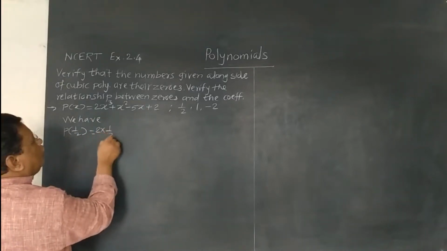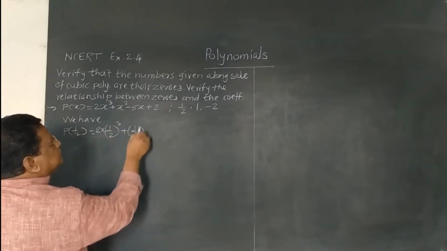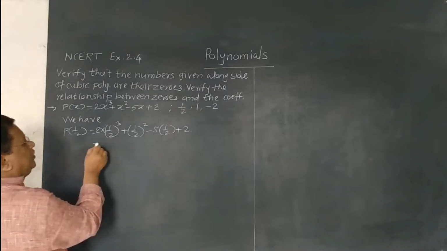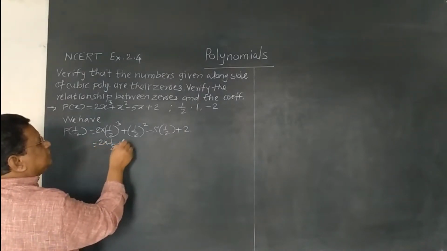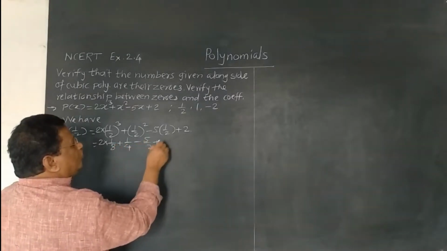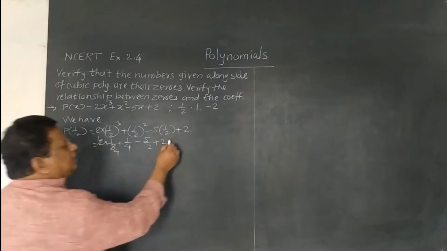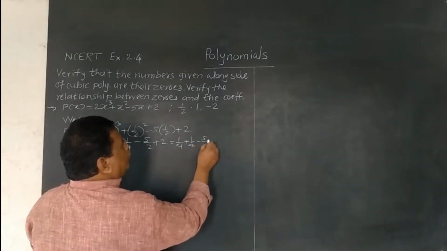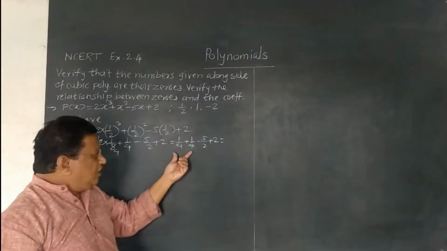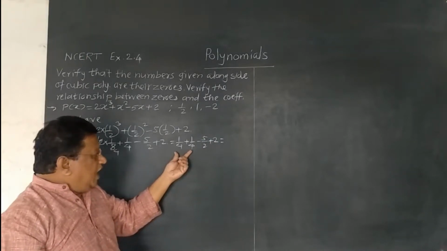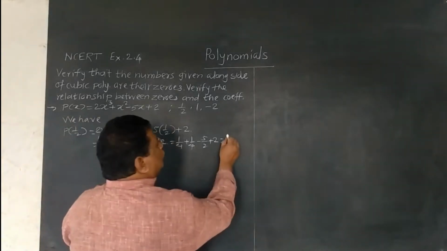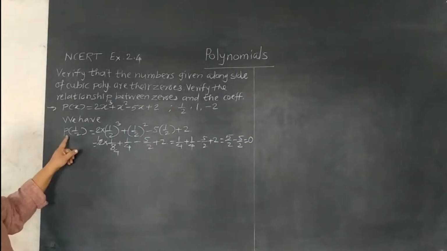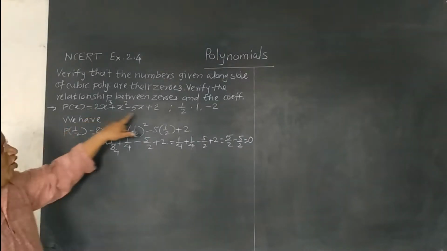So, 2 into (1 half) cube plus (1 half) square minus 5 into 1 half plus 2. 2 into (1 half) cube is 2 into 1 upon 8, plus 1 upon 4, minus 5 upon 2, plus 2. 2 ones are 2, 2 fours are 8. Therefore, 1 upon 4 plus 1 upon 4 minus 5 upon 2 plus 2. Now 1 upon 4 plus 1 upon 4 is 1 half. 1 half plus 2 means 5 upon 2, minus 5 upon 2 is equal to 0. So P(1 half) is 0, so 1 half is a zero of this polynomial.